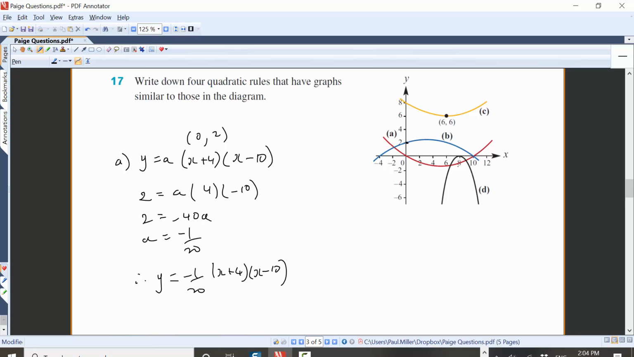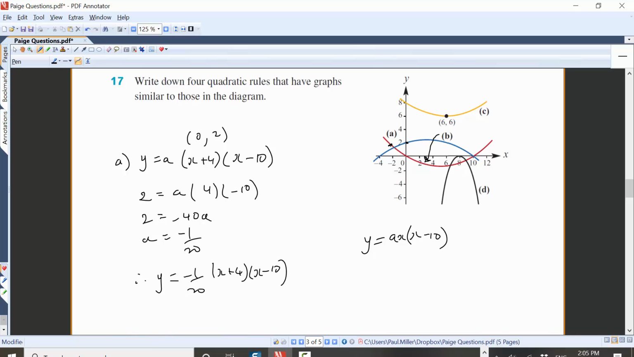Right, let's go with B. Which one's B? I think B is actually the blue one. Right? I'm going to presume that B is this red one here. Okay. So that one's also going to take the form of intercepts, where we've got x = 0 as one of the intercepts, and x = 10. And we need another point that it goes through. This is a bit loose, but I'm going to presume it goes through (-2, 2).